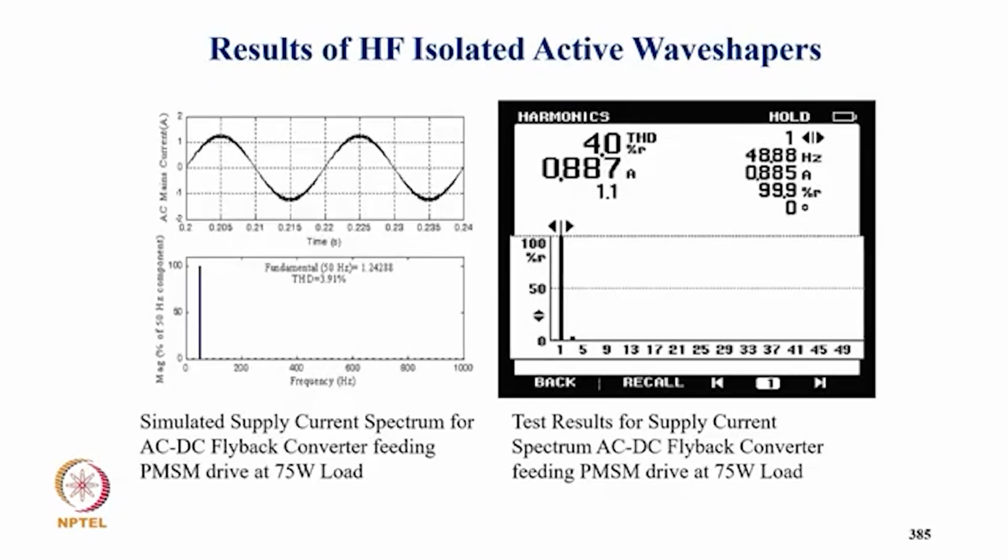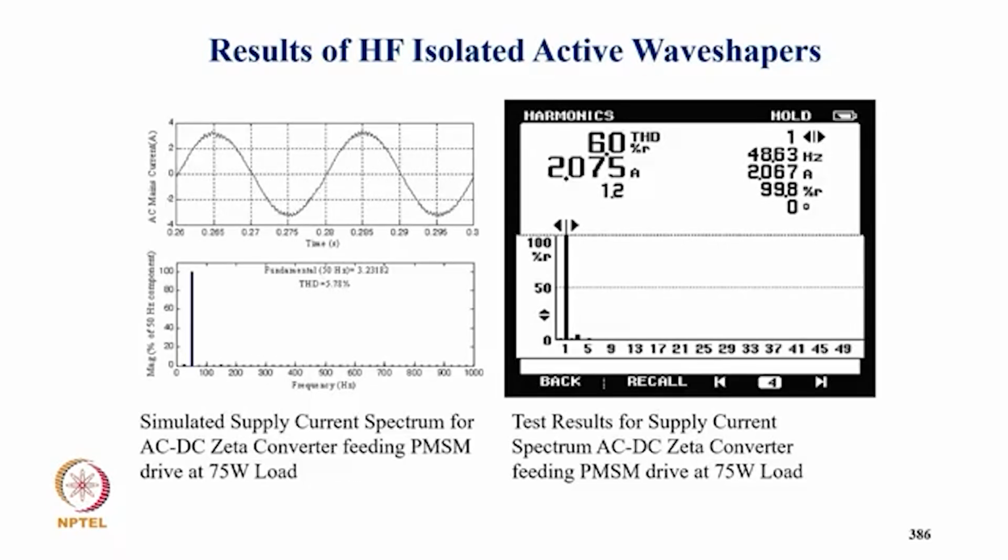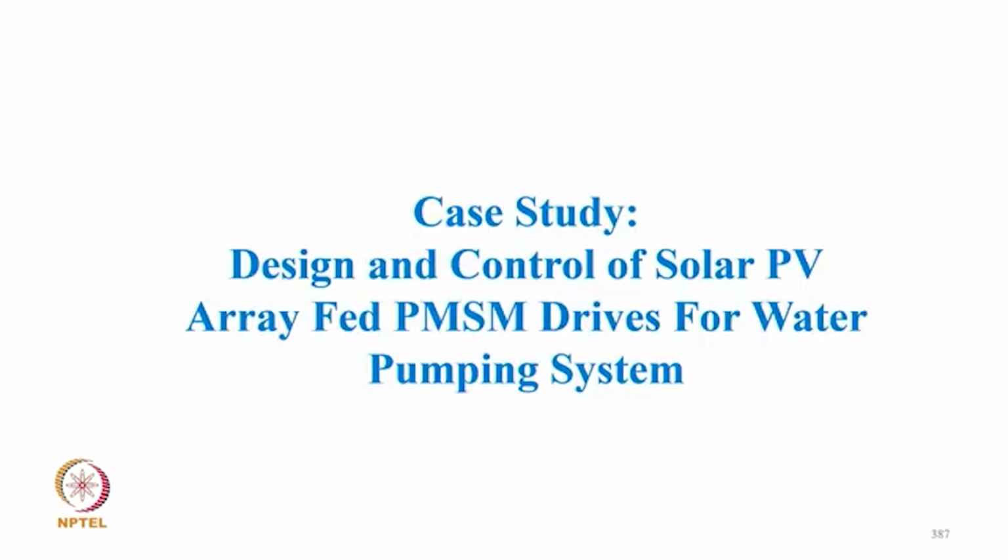And in case of your flyback converter, it is 3.91, and supply and experimental is 4%. In the zeta converter, it is 5.78 and 6% experimentally.